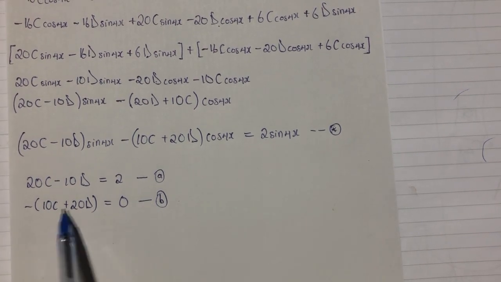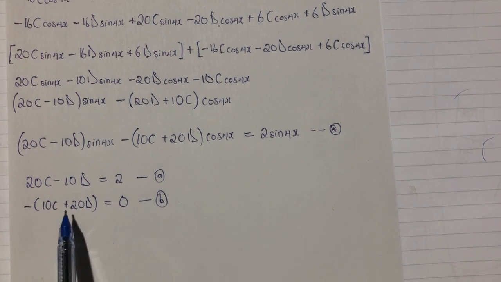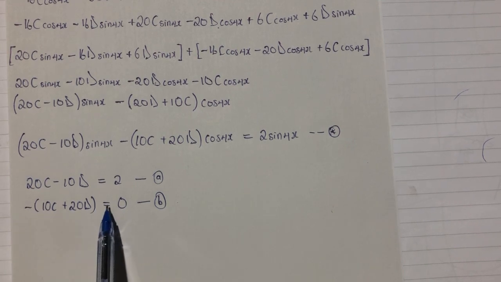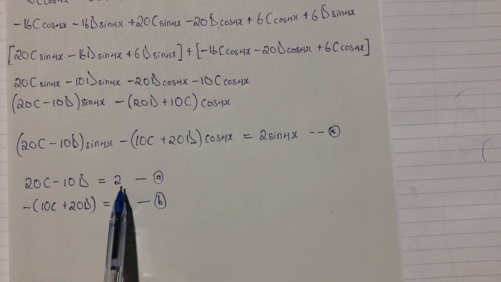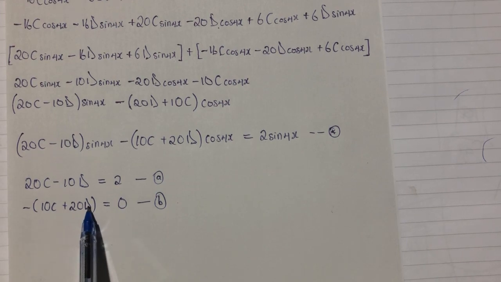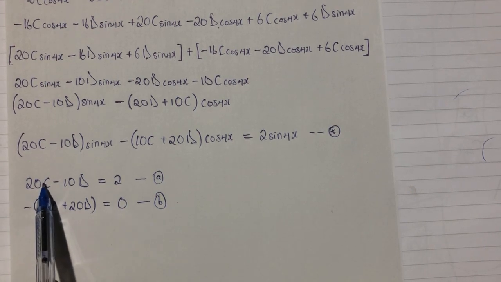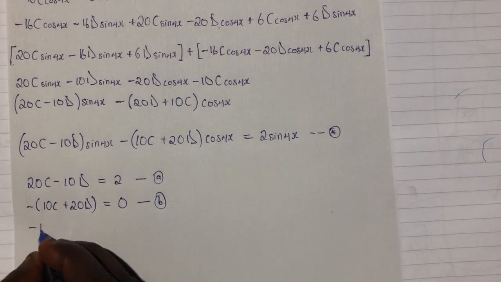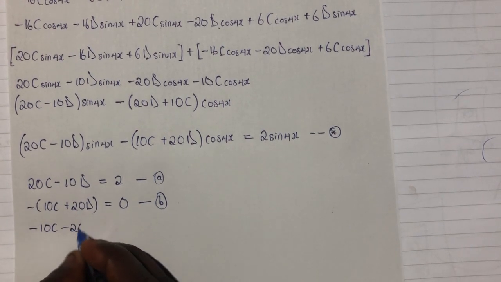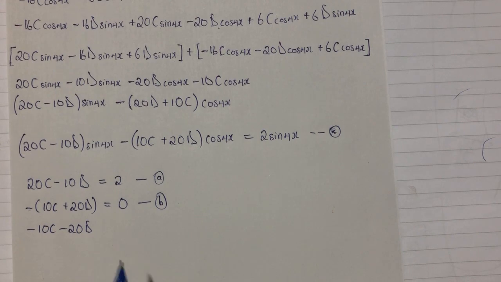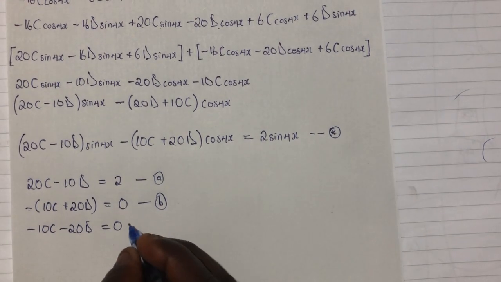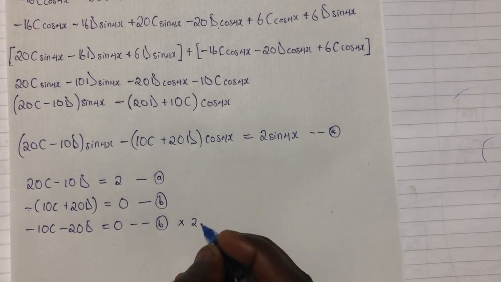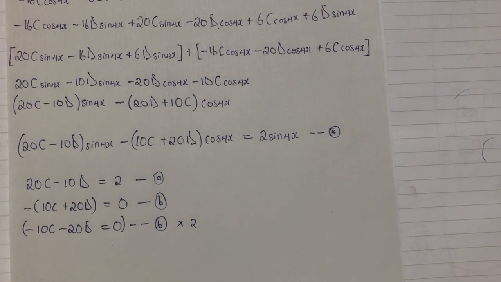If I want to get rid of one of the variables here, I'll just pick the constant here and use it to multiply equation B. When I do that, I am going to get 20c here plus 40d, so that this 20c and this one will be the same. Then I can just cancel it out. Let's work on equation B. This is minus 10c minus 20d, I'm just using this negative to multiply through, equal to 0. And this is equation B. So multiply equation B by 2.